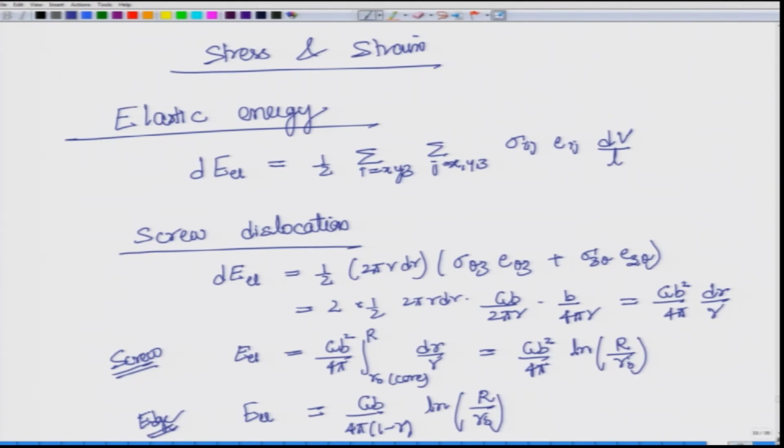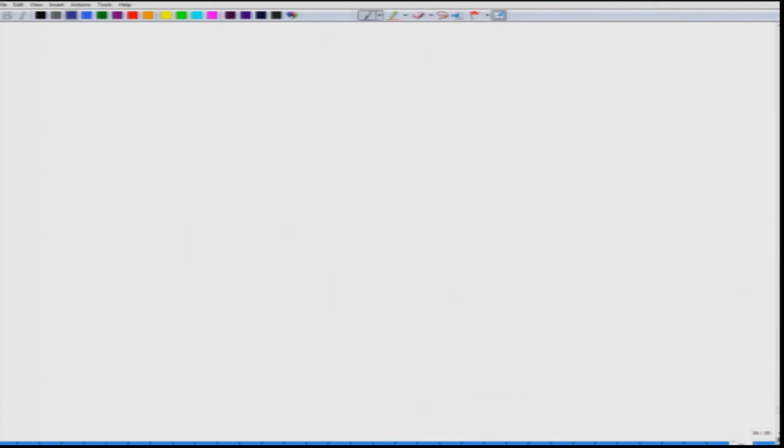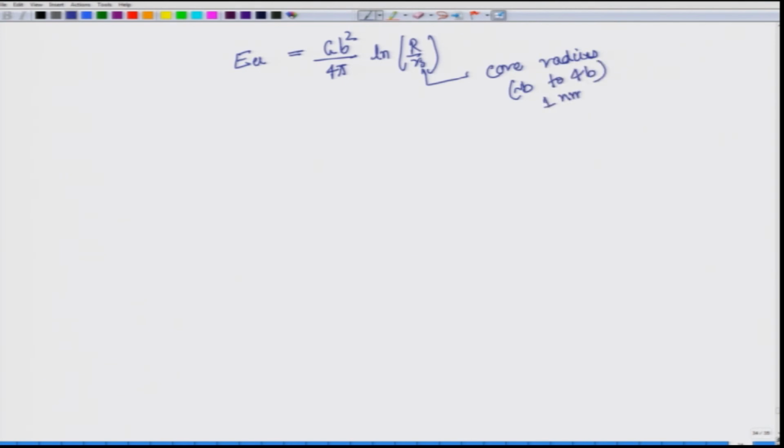Now, that brings us to the next question on what should be the value. So, let me first write it down in a simple fashion for screw dislocation. When we integrated it, we simply put in r naught and r. So, r naught, it is very easy to realize, is equal to the core radius, and core radius, as we said, you can take b to 4b, or if you are talking about value you can take it equal to 1 nanometer. So, that part is solved, but what about r?